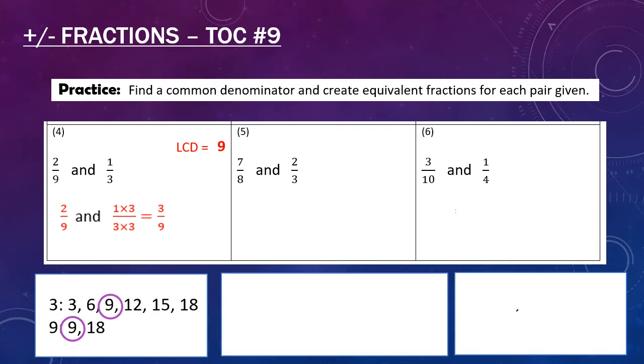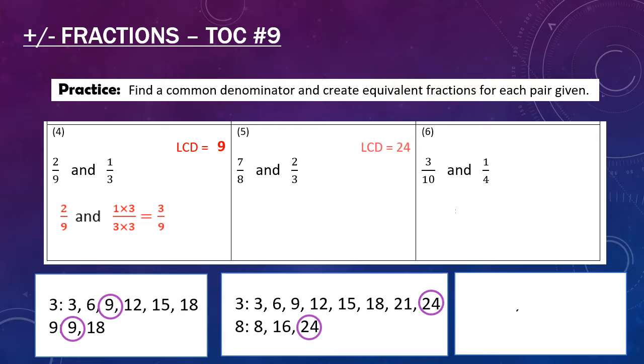For number 5, list out your multiples of 3, and then list out your multiples of 8, and they don't have anything smaller in common than 24, which is what I get when I multiply them together. So then I take 7/8, multiply them both by 3, and I get 21/24. Take 2/3, multiply both by 8, and you get 16/24, and then you can add, subtract, whatever you need to do.